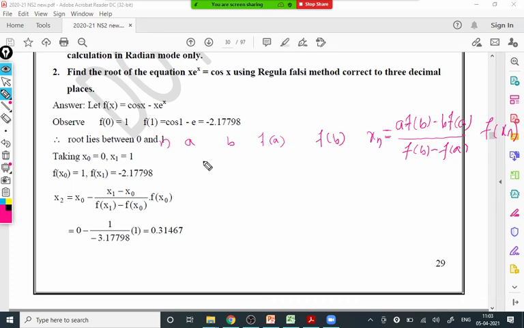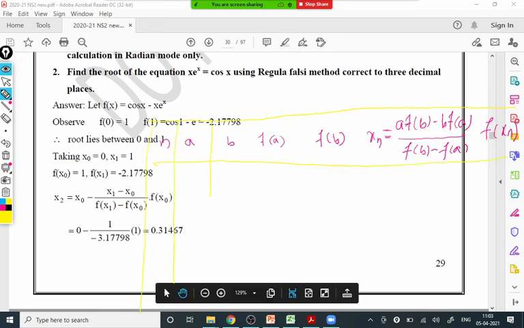So that is about the table form. You can do these questions in table form also. You just have to convert that into a table. Make the headings for the columns: N, A, B, F of A, F of B, Xn, and F of Xn.